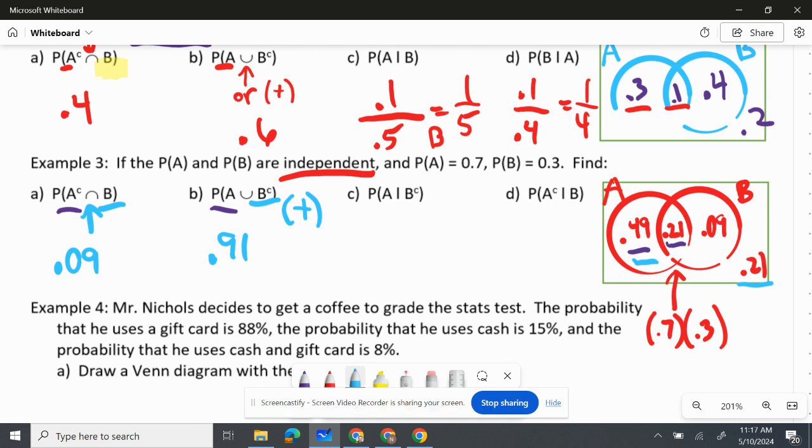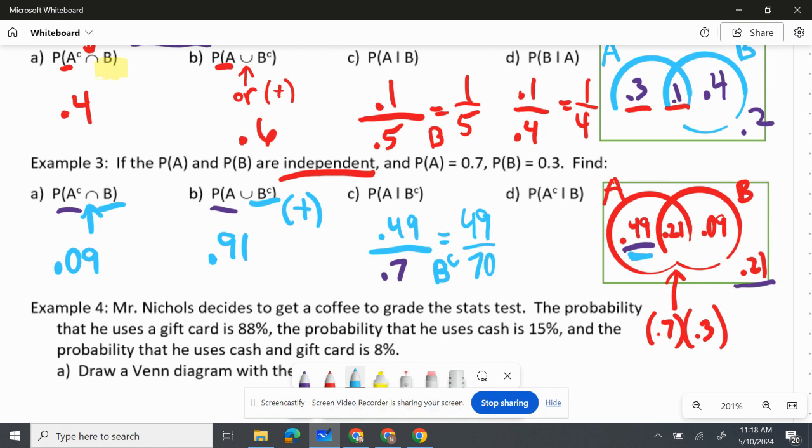Now, letter C, this is a conditional probability. Think of a fraction. We're going to put not B on the bottom. So when we're looking at not B, we're looking at everything that is not B. So that would include the 0.49 and the 0.21. So not B would be 0.7. Now, of those two options, which one is the A? And of course, it would be the 0.49. So that would be 49/70.